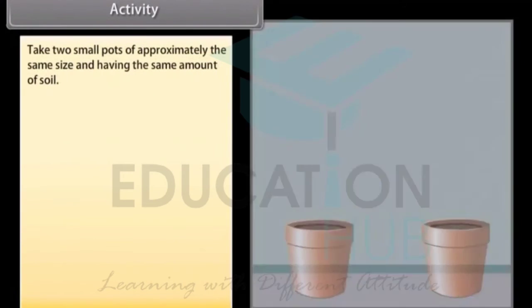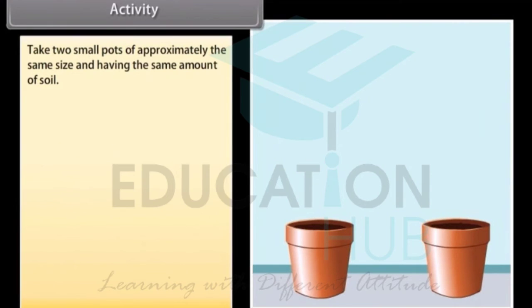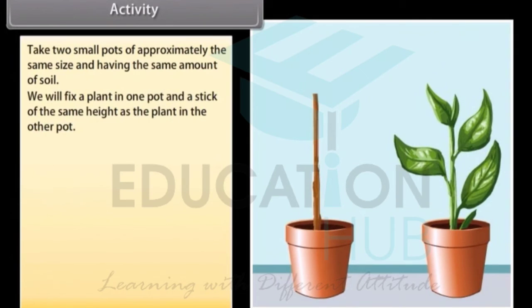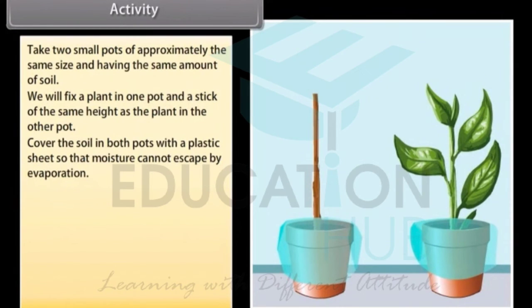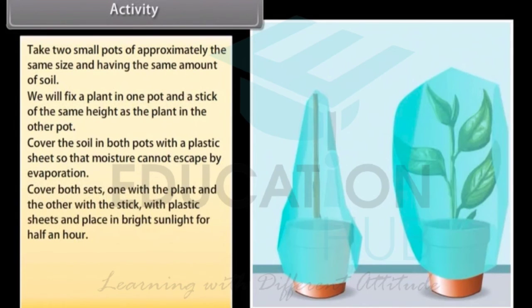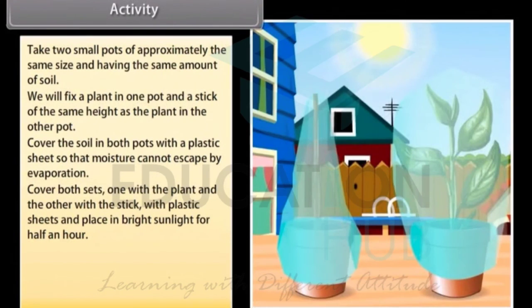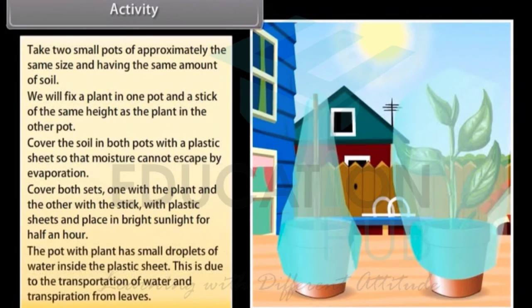Activity. Take two small pots of approximately the same size and having the same amount of soil. We will fix a plant in one pot and a stick of the same height as the plant in the other pot. Cover the soil in both pots with a plastic sheet so that moisture cannot escape by evaporation. Cover both sets, one with the plant and the other with the stick, with plastic sheets and place in bright sunlight for half an hour. The pot with plant has small droplets of water inside the plastic sheet. This is due to the transportation of water and transpiration from leaves.